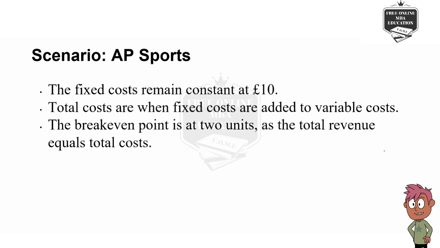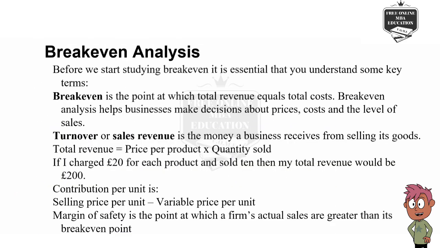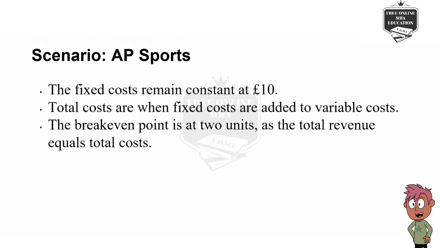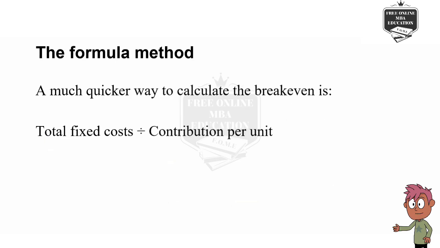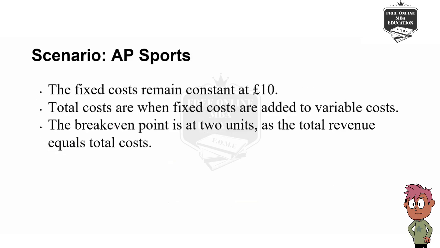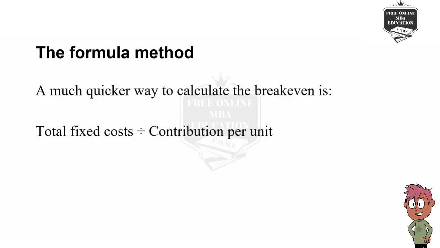Now, what is important to understand is your fixed cost is remaining constant because we are taking a short-run scenario, right? This is a short-run scenario. That's why your fixed cost remains constant. Sorry. The total costs are when fixed costs are added to the variable cost, and the break-even point is at 2 units where the TR is equal to TC, right? I told you the point where your TR equals your TC is known as the point of break-even.